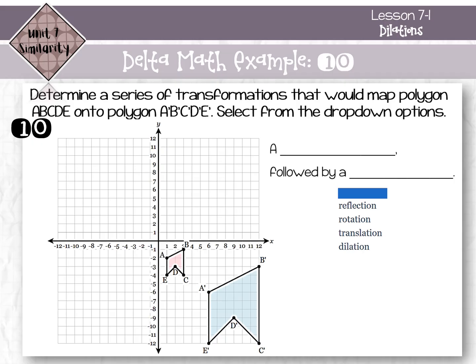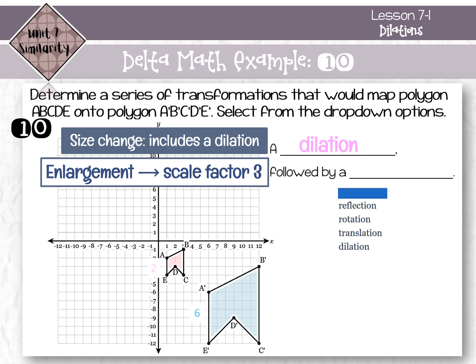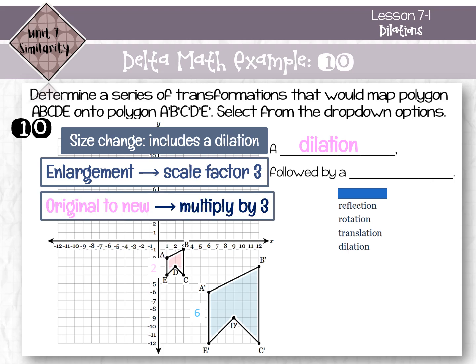Determine a series of transformations that would map polygon A, B, C, D, E, pentagon, 5 sides, 5 vertices. Let's see, we're ending with the primes, so there is a size change. It's going to include a dilation. If we dilate based on the center of dilation at the origin, we got 3 times the length change. So dilation followed by enlargement, scale factor 3, already said that.